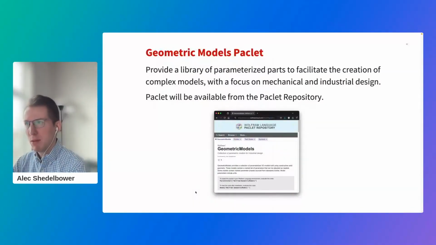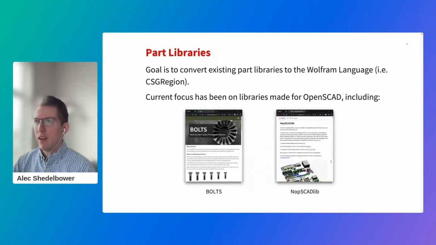This packlet is meant to provide a list of parameterized parts to help with the creation of these complex models, with a real focus on mechanical and industrial design. This packlet will be available from the packlet repository under the name Wolfram/geometric models. As far as what's in this packlet, it will basically be different part libraries. Our goal is to take existing part libraries that are out there that have these nice parameterized parts and convert them into our format of CSGRegion and make them easy to use.